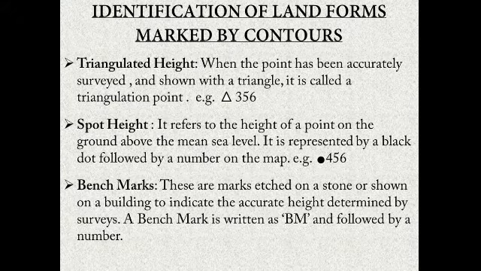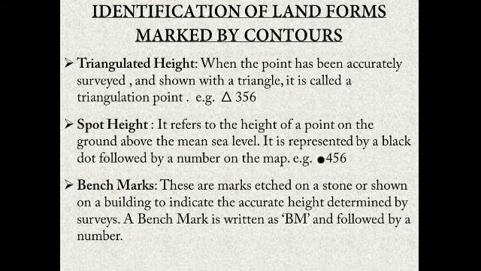Triangulated height. When a point has been accurately surveyed and shown with a triangle, it is called a triangulation point. Here in the example you can see a picture of a triangle with a number. It uses trigonometry, which is why it is accurately and clearly surveyed and the height clearly given. So when a point has been accurately surveyed and shown with a triangle, it is called a triangulation point, otherwise triangulated height.